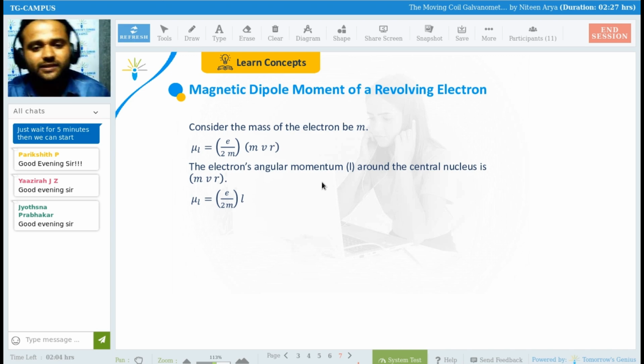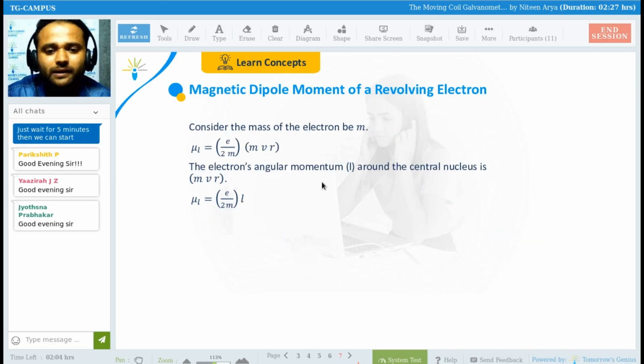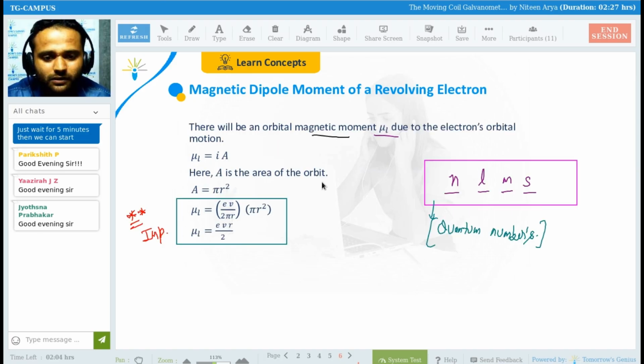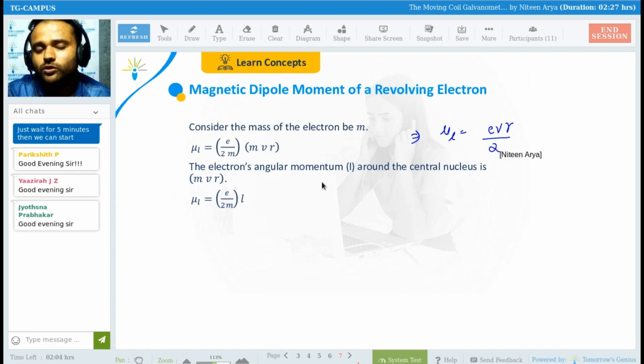So suppose that is very easy. Instead of, we can write m v r, we are just converting this particular formula into this one, multiplying and dividing with the m, nothing more than that. As we already discussed, we have e v r upon 2. If I multiply and divide with mass only, what can I do? m v r is my angular momentum, which is L, and e by 2m is the specific ratio for any particular charged particle. Is this clear?